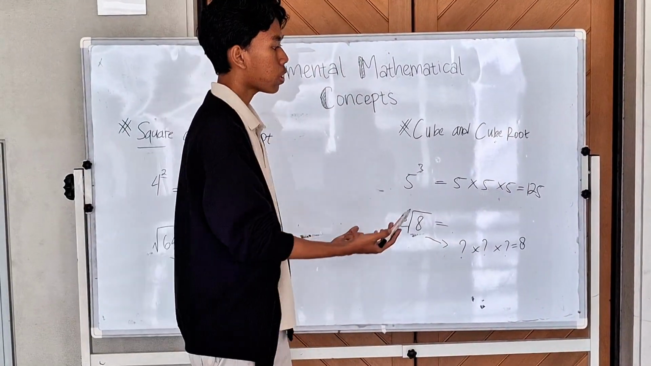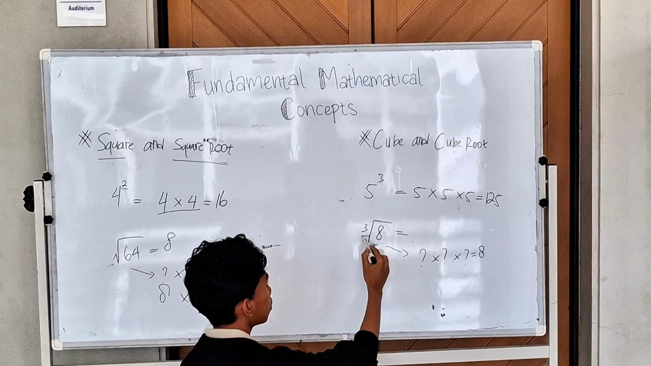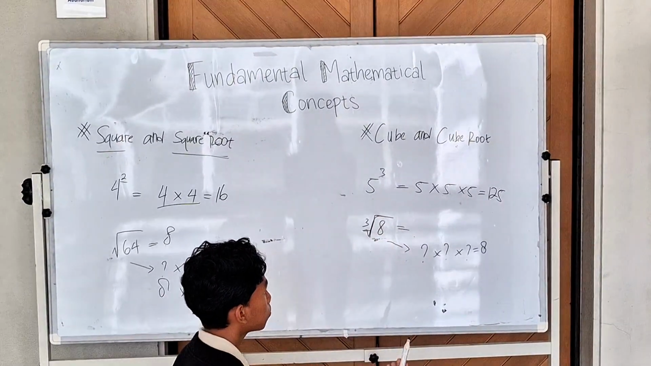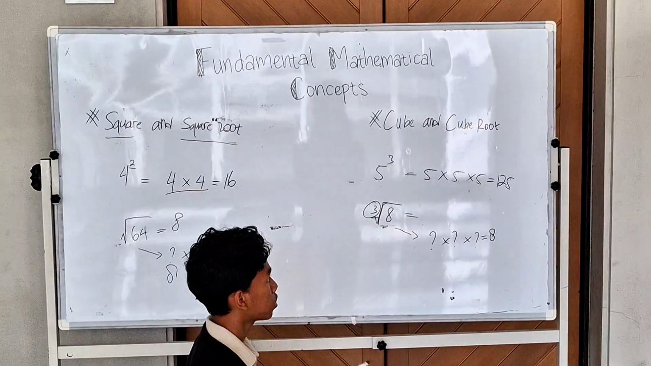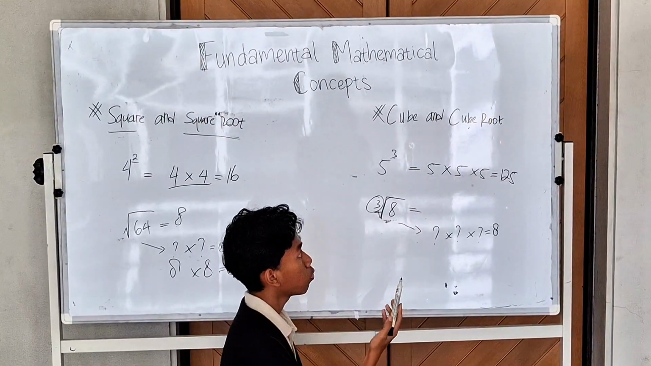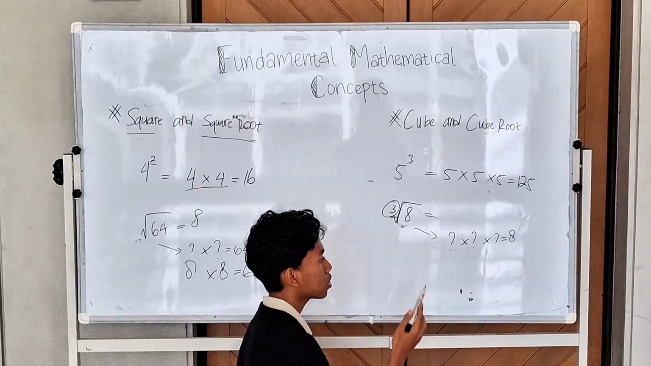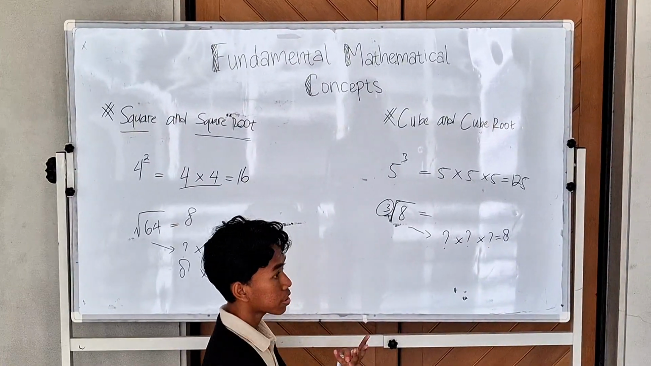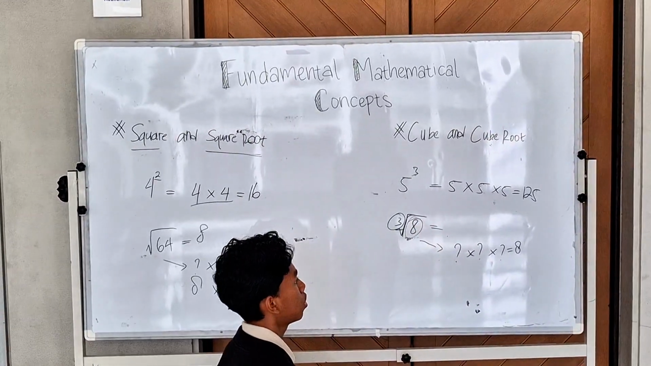And then what about cube root? Cube root is like a square root but has the 3 on the left of the root. Okay. What does the cube root mean? It means what number multiplied by itself 3 times equals the number under the cube root.